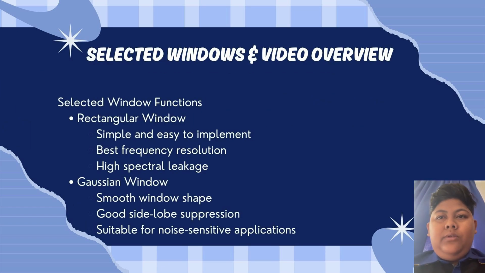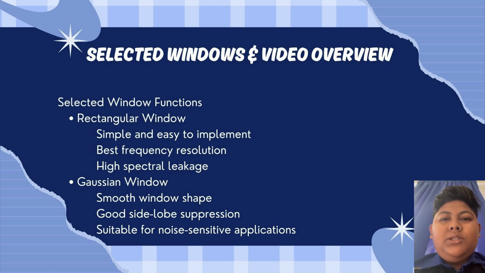Selected window and video overview. Selected window functions. Rectangular window: simple and easy to implement, best frequency resolution, but high spectral leakage. And Gaussian window: smooth window shape, good side lobe suppression, and suitable for noise-sensitive applications.